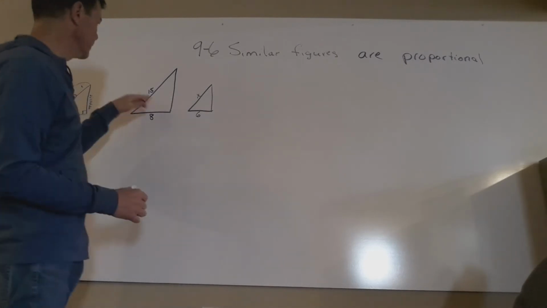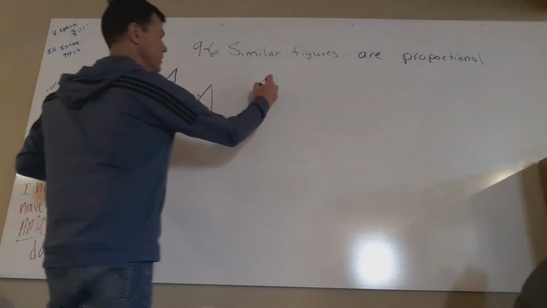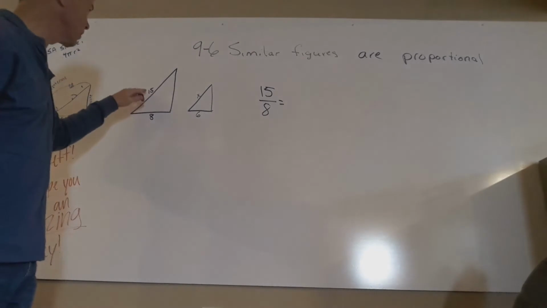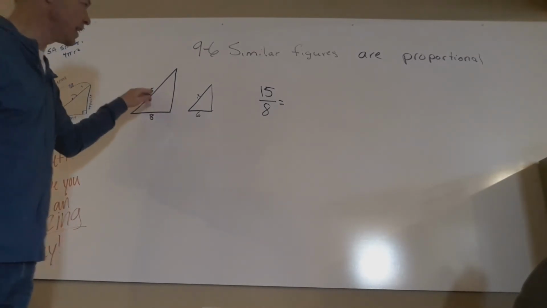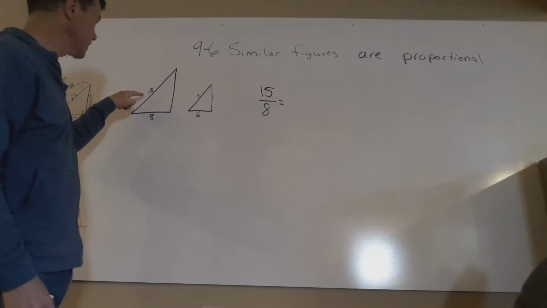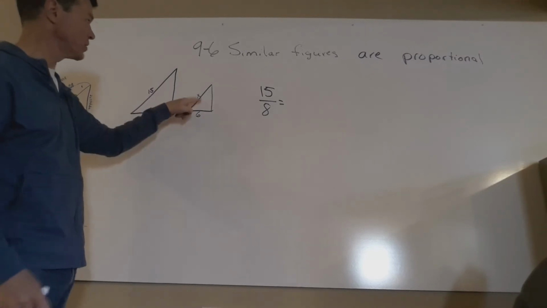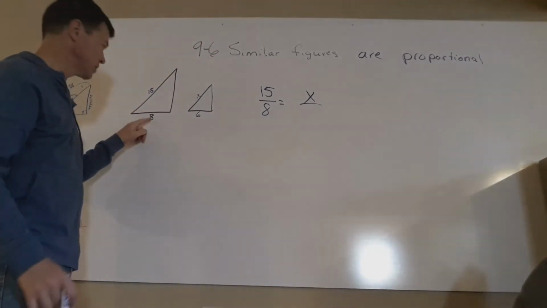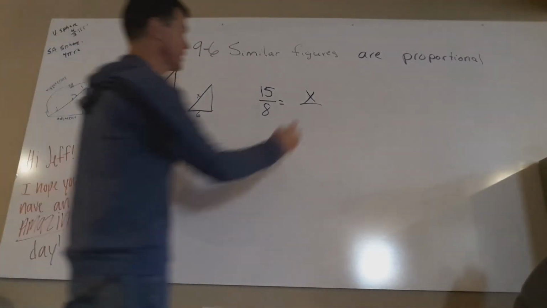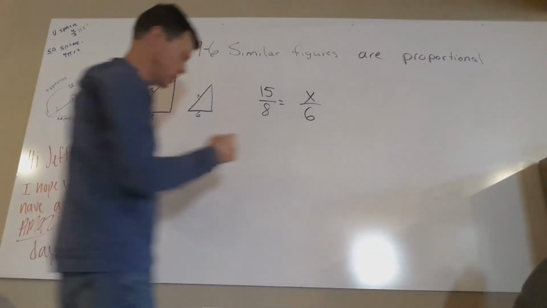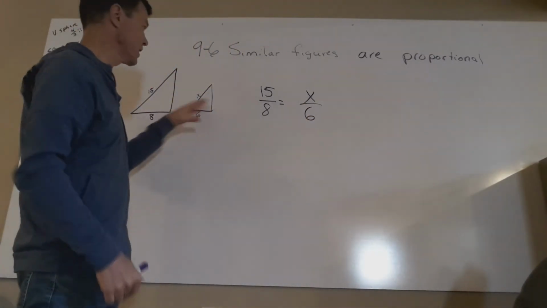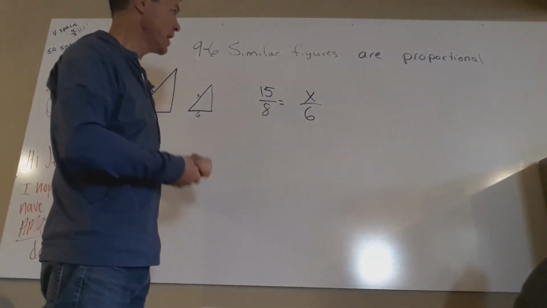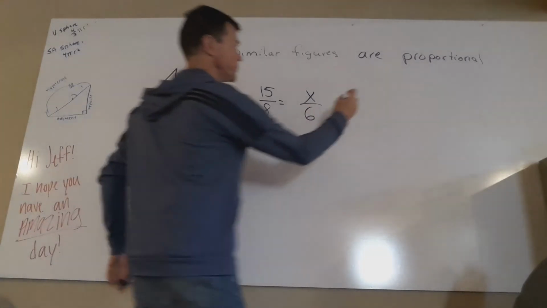All right, so if I start out with 15 over 8, I need to have the same side that corresponds to 15 on top, because I have 15 on top here. The side that corresponds to the 15 on the smaller triangle is, of course, x. And the side that corresponds to the 8 on the smaller triangle is 6. So it's extremely important that you have the corresponding sides with the corresponding sides when you get this set up. Here's your proportion, and cross multiply to solve.